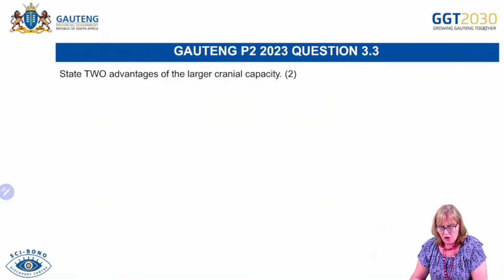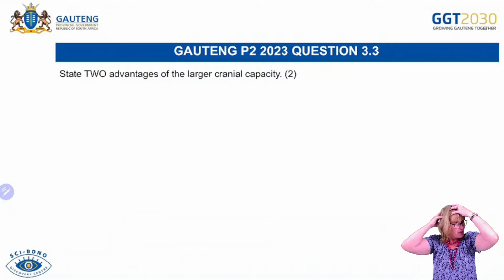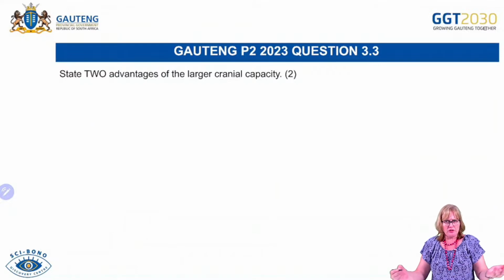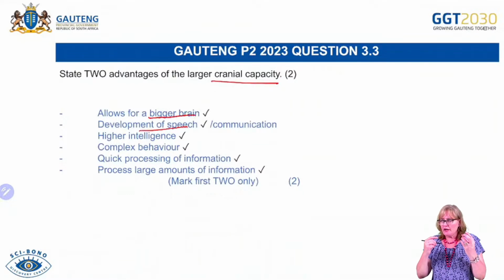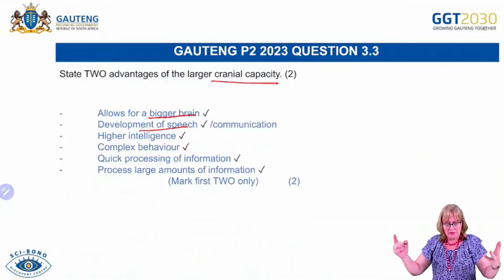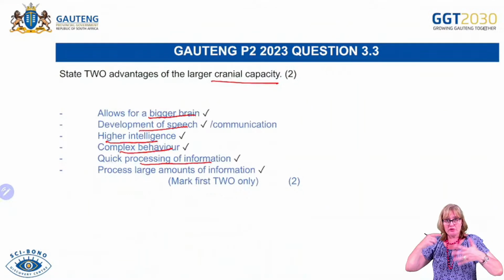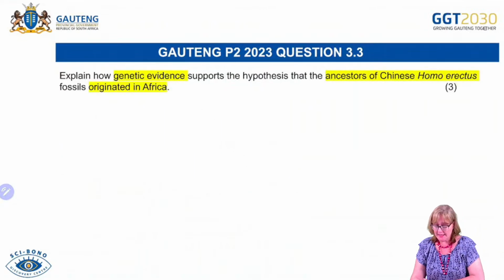State 2 advantages of a larger cranial capacity. Remember, cranium is this part of your skull where the brain is. So the bigger one shows a bigger brain. Right. So what is now the advantage of a bigger brain? Speech, because we can talk to each other, we can communicate and hunt together and so on and survive. Higher intelligence, complex behavior, processing of information, that's how we were able to adapt and survive. And we could process a large amount of information. That's why you can study for your exams.